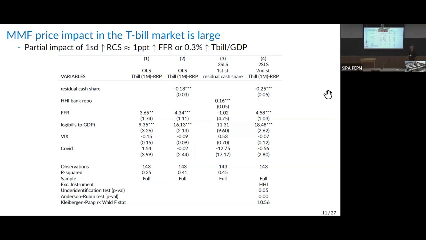economically, the magnitude is that the partial impact of a 1 cent deviation higher money that the money market funds sector brings to this market is going to be equivalent to the partial impact of 1 percentage point higher fed funds rate, or a third of a percent increase in the T-bill supply liability.